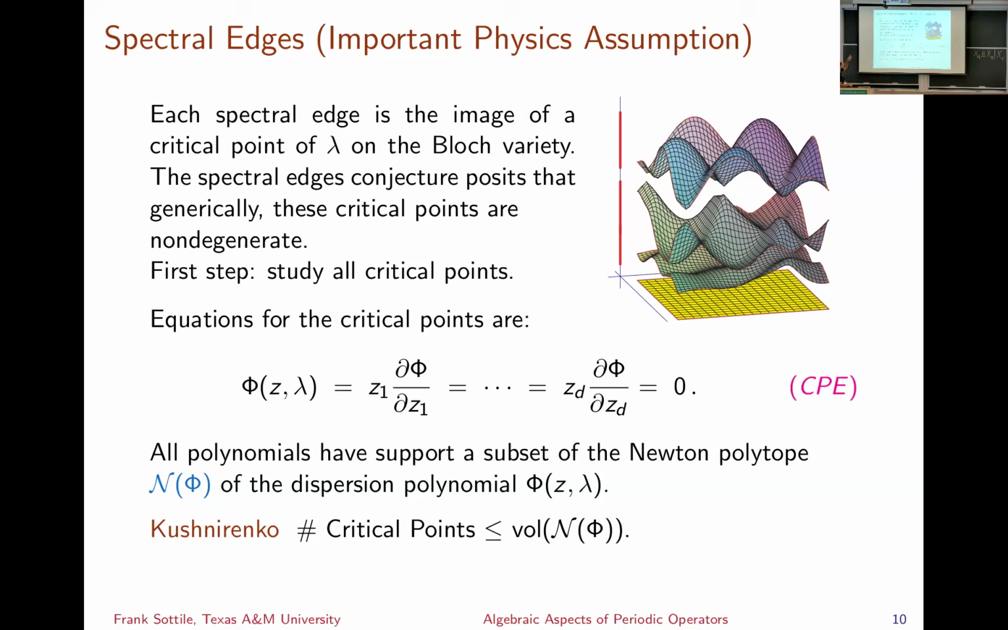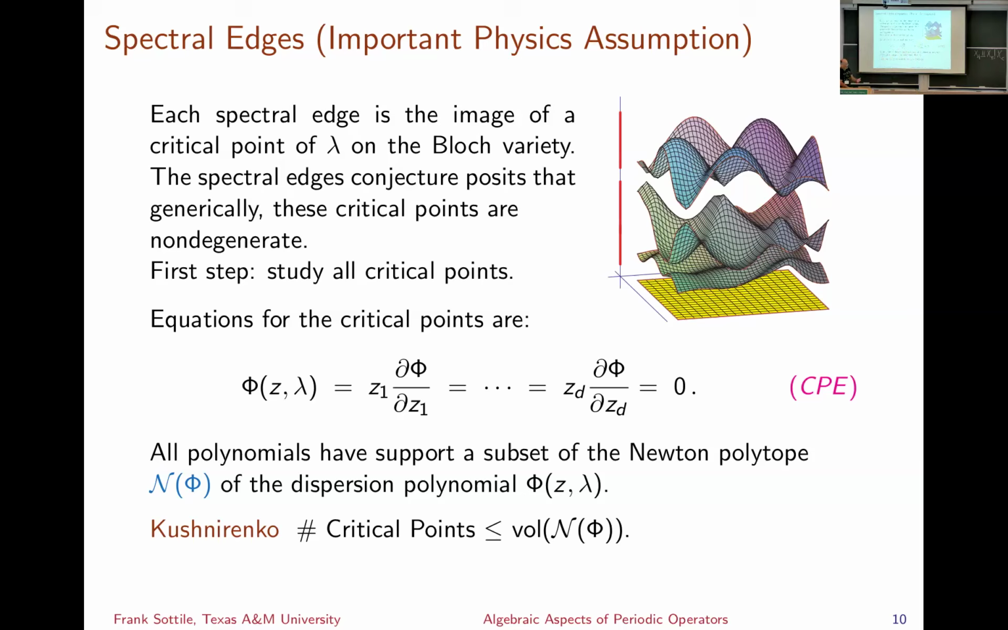Anyways, so here I have a Bloch variety, its projection to the vertical axis gives me bands. In this case, the two lower bands overlap. And you can either think of the actual edges you see, or the image of each sheet as a band. Your pick. So each spectral edge is the image of a critical point of the function lambda, which is the function we're mapping them to on the Bloch variety.